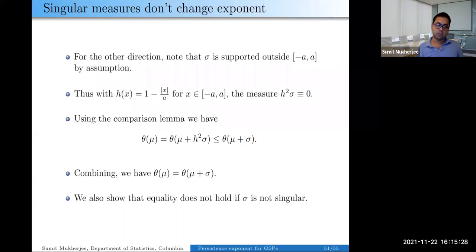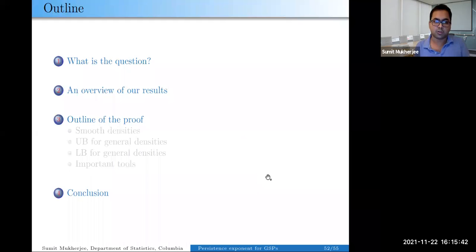And we show that equality does not hold if sigma is not singular, right? So the first direction does not hold, equality does not hold if sigma is not singular. So this equality actually only holds for singular sigma. So let's sort of wrap up.